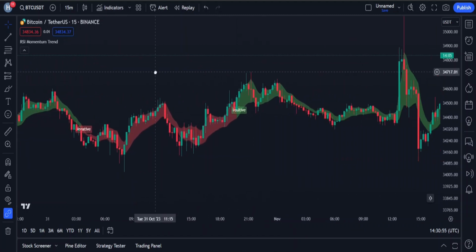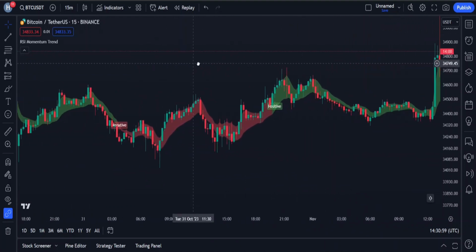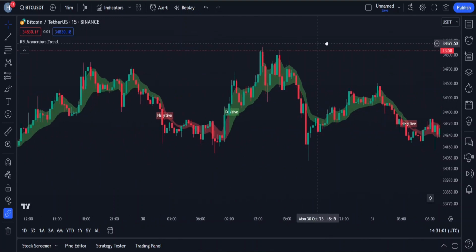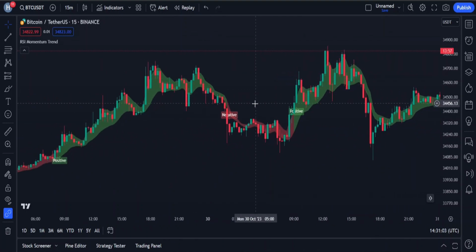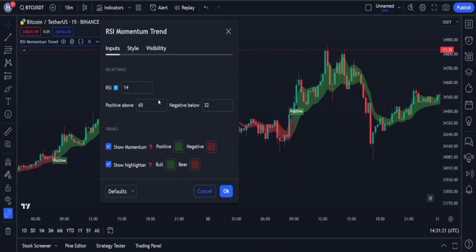The RSI Momentum Trend works by utilizing the Relative Strength Index, RSI, and a momentum threshold. It calculates the RSI and evaluates 2 momentum conditions, positive and negative. Once a momentum condition is met, it is visually shown on the chart so traders can know what direction the market is trending. If we click on Settings, we can see that we are able to adjust the positive and negative momentum values. For our strategy, the default settings are fine.